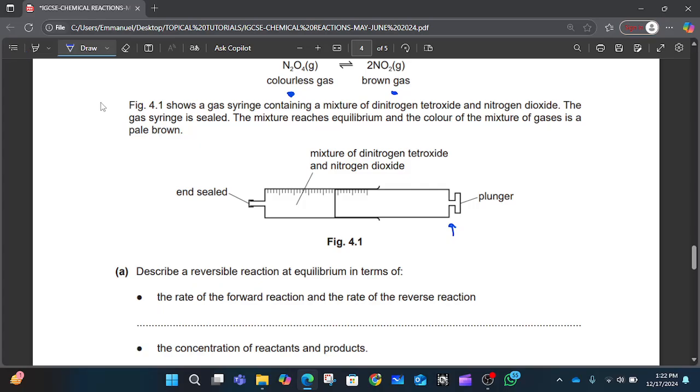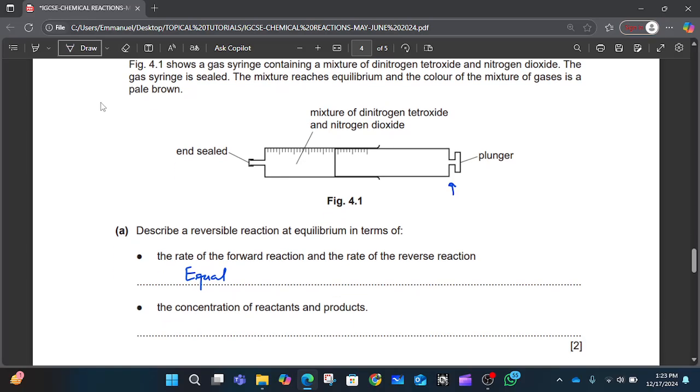A. Describe a reversible reaction at equilibrium in terms of the rate of the forward reaction and the rate of the reverse reaction. So for equilibrium reactions, the rate of forward reaction is equal to the rate of backward reaction. So you can just say they are equal. And the concentration of reactants and products. In equilibrium reaction, concentration of the reactant and product are always constant. So we just have to write constants.